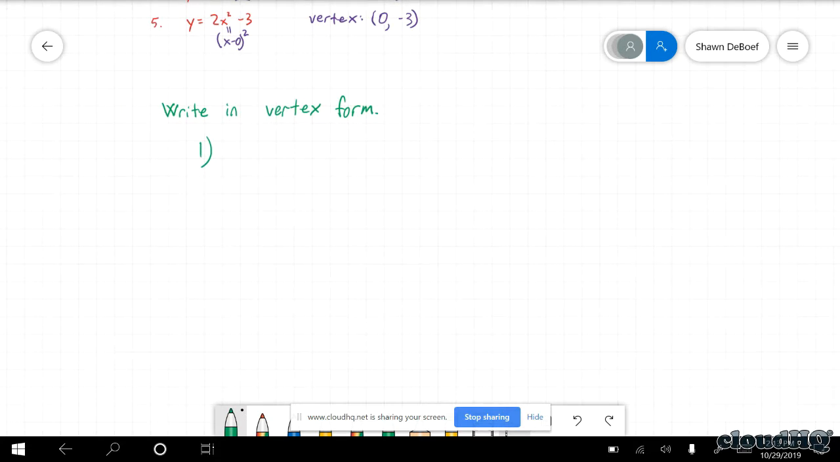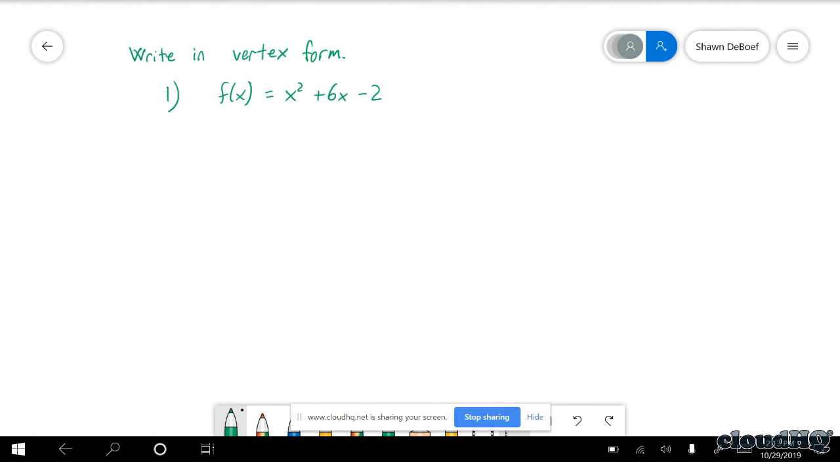So let's consider f of x equals x squared plus 6x minus 2. Watch me go through this problem first, and then we'll discuss it. And hopefully some of these steps look somewhat familiar. It's a little bit different than something we've done, but very similar. Oops. I don't know what's up with this weird squiggle there.